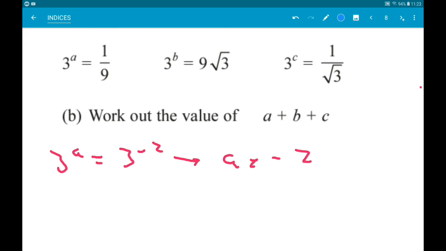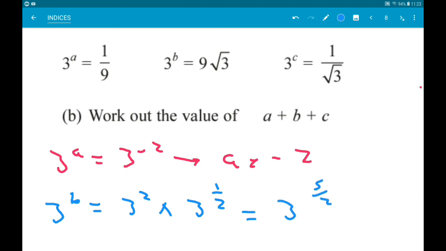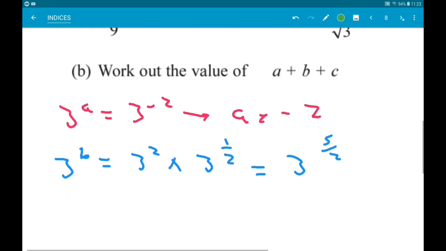3 to the power b is 9 root 3. So 3 to the power b then is 3 squared times 3 to the 1/2. Now that, as a power, is 3 to the 2.5, which is 3 to the 5/2. And then 3 to the c is 1 over root 3. Now 1 over root 3 is 3 to the minus 1/2. So c is minus 1/2.